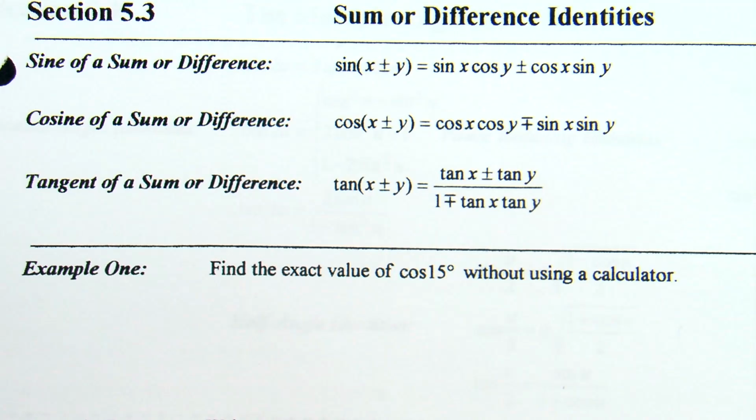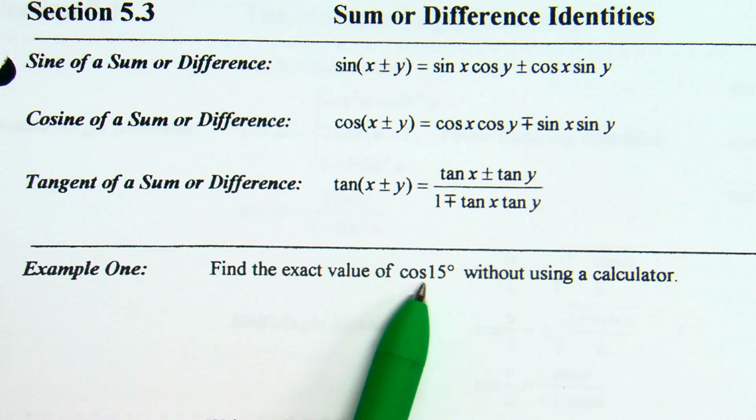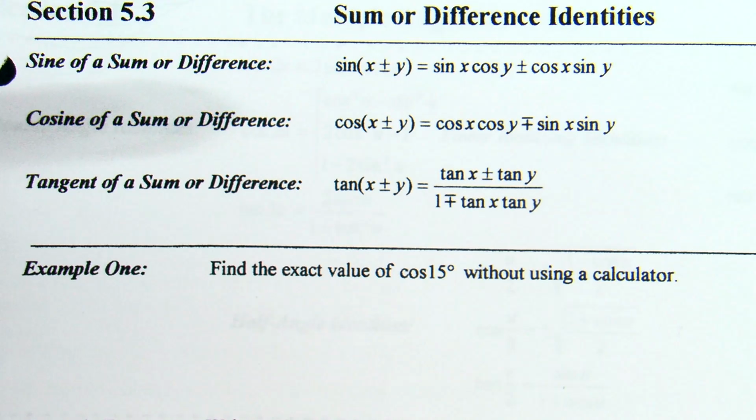But the idea of these sum or difference identities, if I skip and just look at example 1. Example 1 wants what is the exact value of cosine of 15 degrees without touching your calculator. Is 15 degrees on our chart? No, that's not one that's on our chart, is it? We have 30, 45, and 60. And so the idea is that these identities help us to find something like 15 degrees.